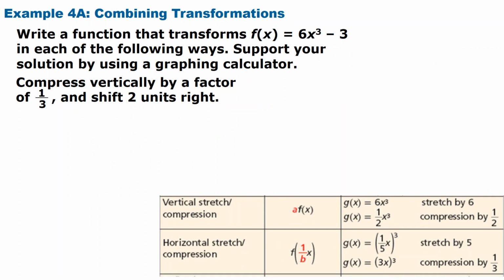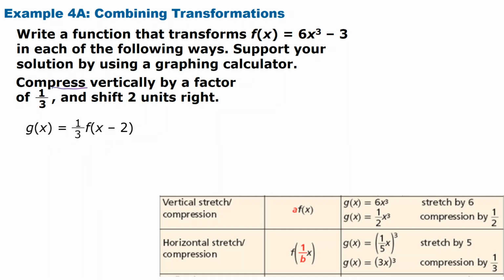All right, so now we're going to start combining transformations. In this problem, we're going to take the function f of x equals 6x cubed minus 3, and we're going to compress vertically by a factor of 1/3 and shift 2 units to the right. So we're going to have to make a new function, a new graph, and we're going to call it g. Let's see if we can figure out what it's going to look like.